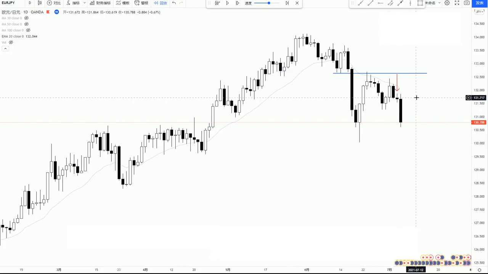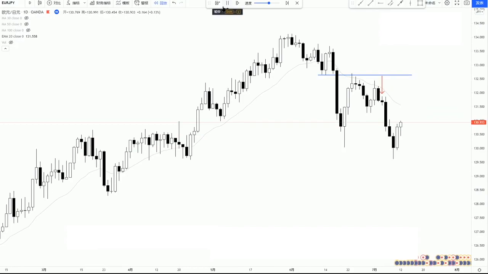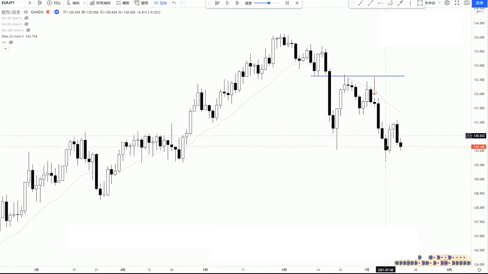So if it breaks, we will enter directly, and at the same time at the K-line we also see it retesting the previous breakout point. It's a confirmation position, and that's one more reason to go short. We continue to watch the price break the low point of the K-line, the arrow low point of the K-line, at which point we have entered the market.